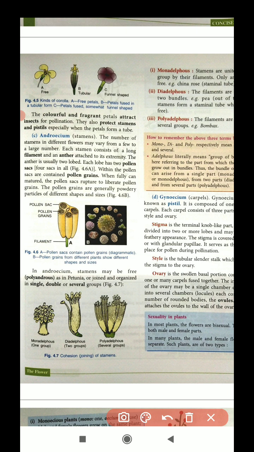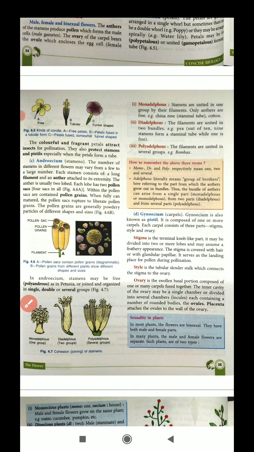Okay, so there are different forms of androecium. In androecium, the stamens may be, as in the same case for the petals and the sepals, similar condition arises for the androecium also. Free is polyandrous. Single, double, several groups: here you can see one group, monodelphous, and diadelphous and polydelphous. These are the cohesion, meaning joining of stamens. By the structure you can see, one is separate, another is together, and there are some 3 or 4 groups.